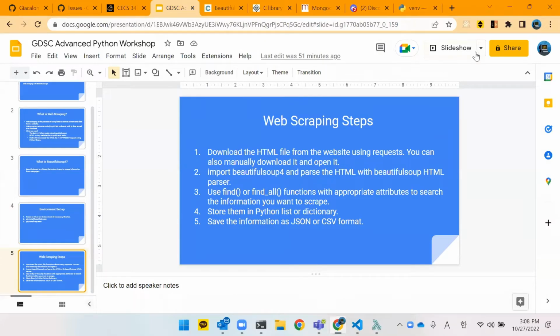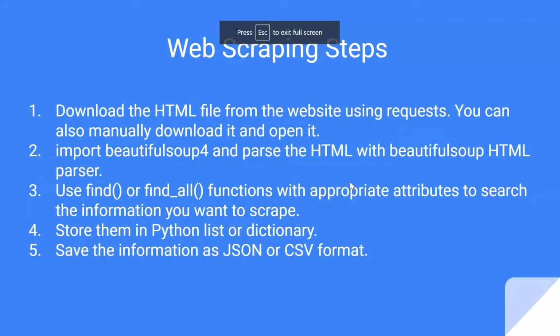So the web scraping steps, there are going to be 5 steps in here. After you set up all the environments, the first part of the web scraping is we need to download the HTML file because we don't have it. It'd be great if we had downloaded one, but we're just going to fetch it. That's why we downloaded the requests library, so that we can fetch the HTML file from any public website. After we do that, we're going to import the BeautifulSoup 4 library to parse the HTML with the BeautifulSoup HTML parser. That's going to convert the HTML data into Python objects.